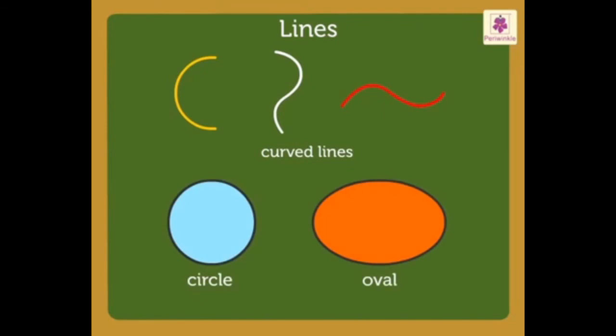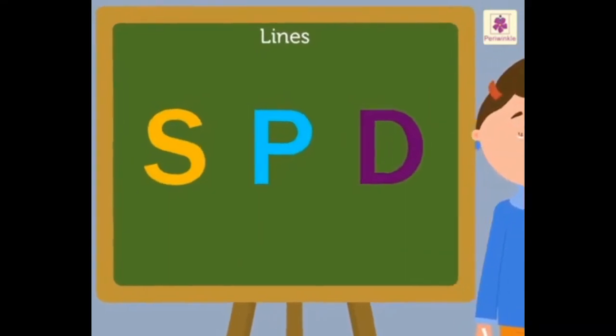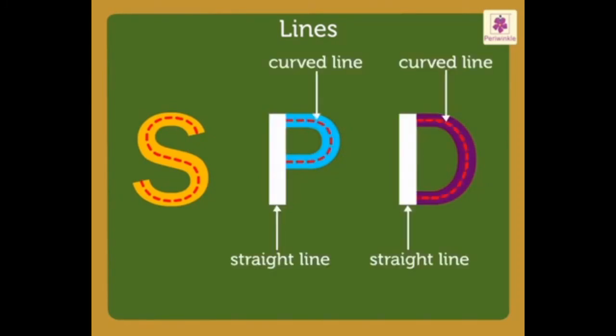Now let us look at a few capital letters that are made using straight and curved lines. Look at letter S. It is made up of a curved line. Now look at the letters P and D. They are made of a straight line and a curved line.